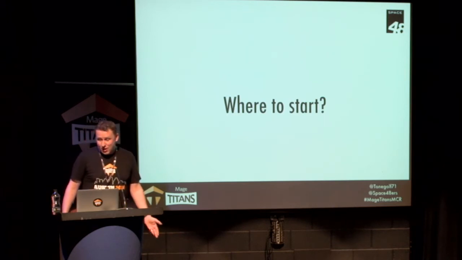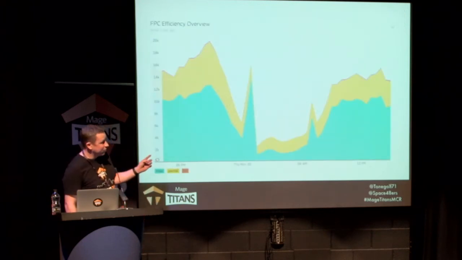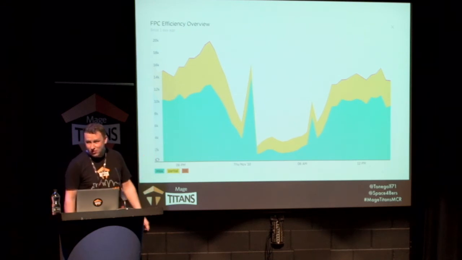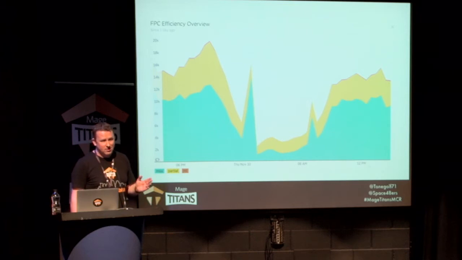So in this story, where do we start? Well, it's with the monitoring. And we have this graph in New Relic, which you can see from the title is FPC Efficiency Overview. But for anyone that's used New Relic, they'll notice that this isn't a standard graph that would appear.